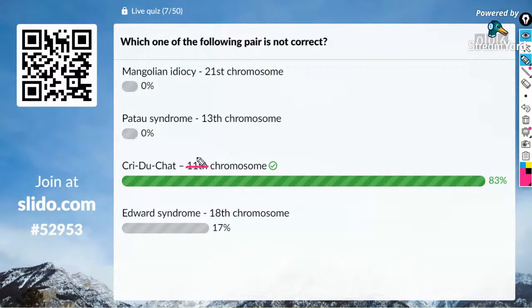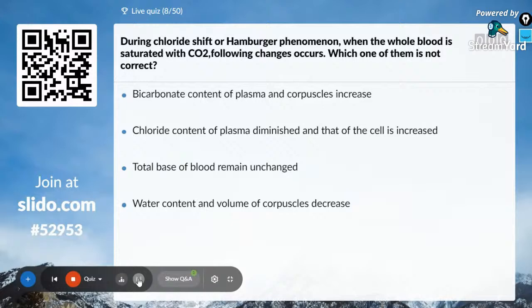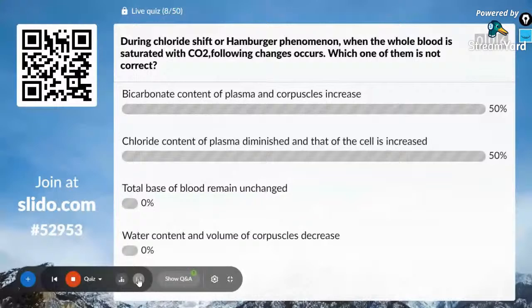8th one. During chloride shift or Hamburger's phenomenon, when the whole blood is saturated with carbon dioxide, the following changes occur. And they have given you four options. Which one of them is not correct? Yes. The correct answer is water content and volume of corpuscles decreases. Look, read the question. Which one of them is not correct?